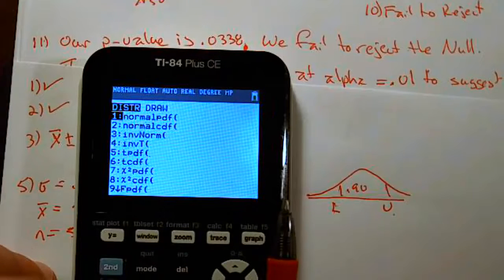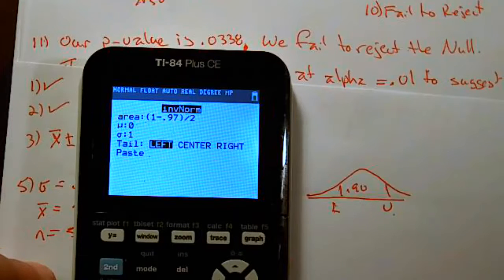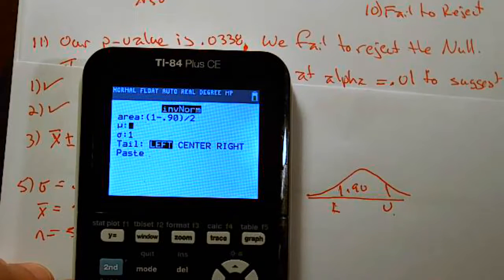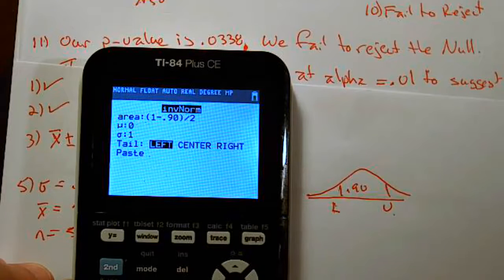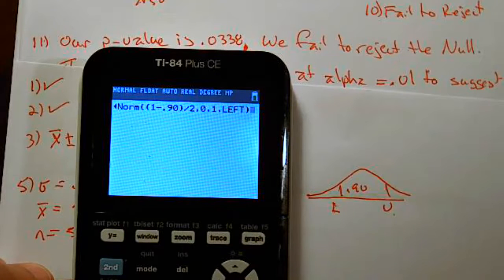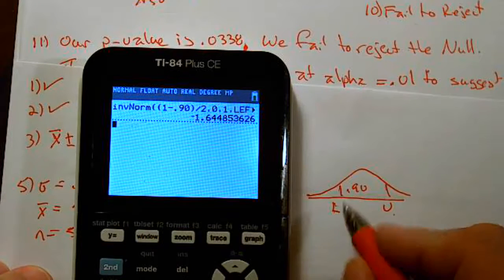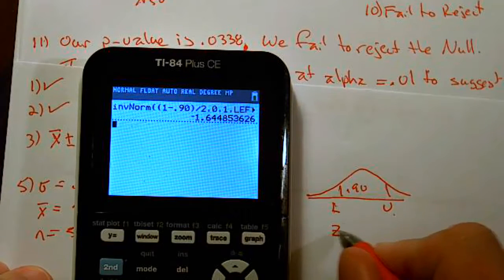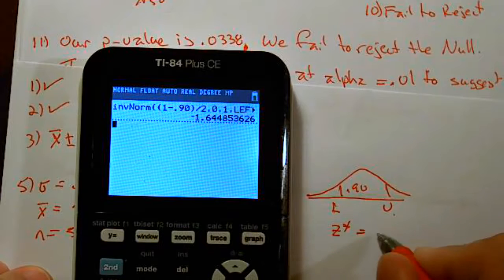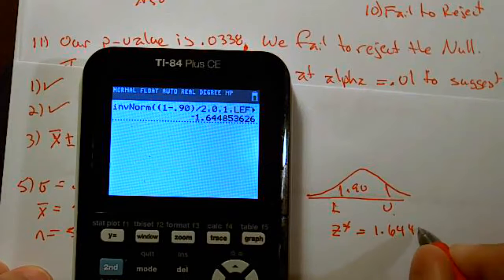So the second bar is inverse norm. And for the area, I'm going to go 1 minus 0.90, close parenthesis, divided by 2. Mean is 0, standard deviation of 1. And I'm going to end up getting a negative, but we're going to go ahead and make it positive. Just makes life easier. So Z star equals 1.6448.